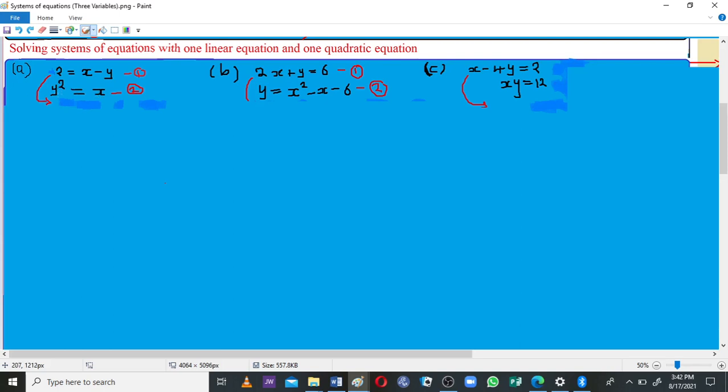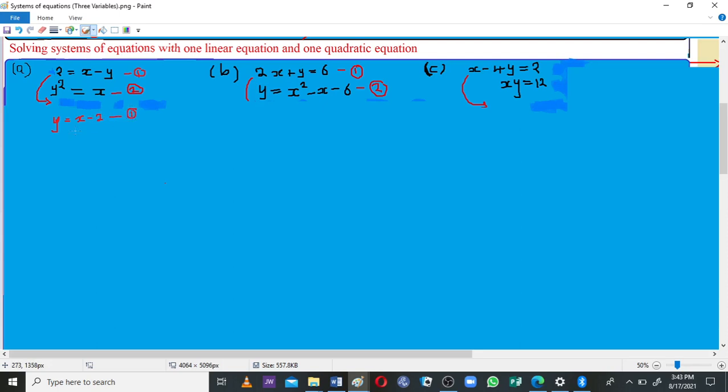We can look at the first example here, which is example A. So for example A, we want to solve this equation. What we can do is make y the subject of the formula from equation 1. Doing that, we are going to have y is equal to x minus 2. So this is still equation 1.